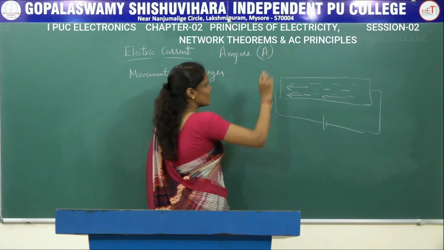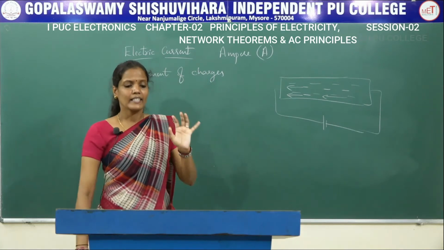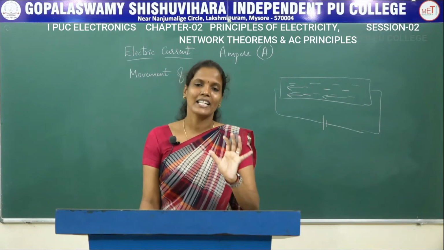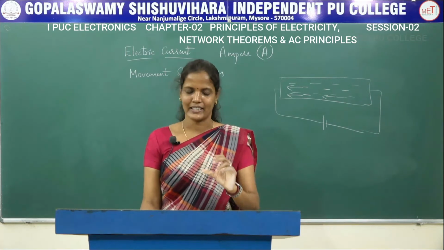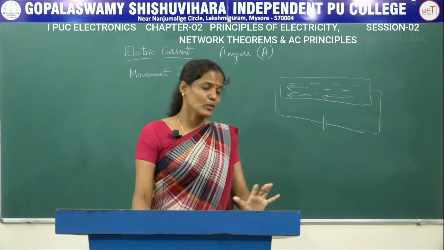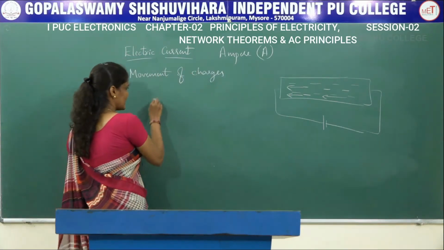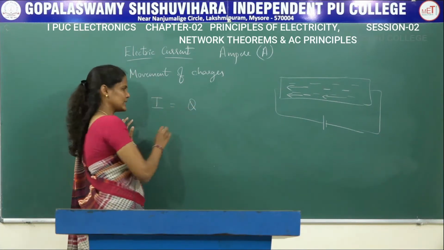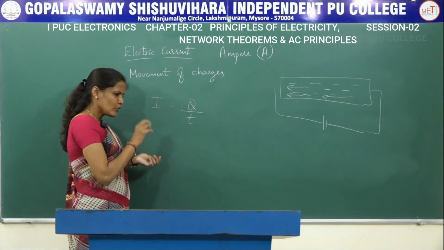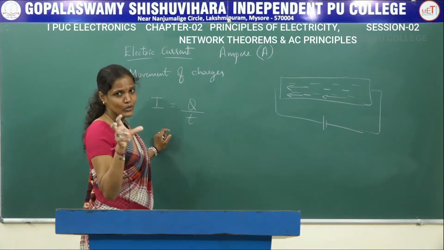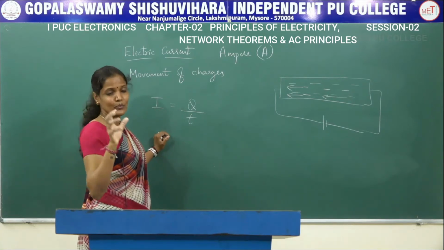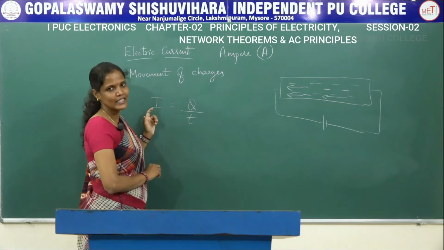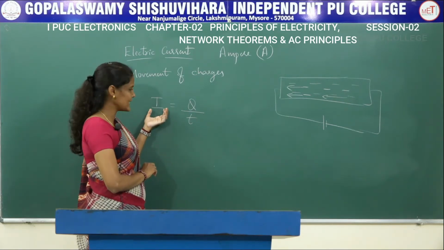It is denoted by the letter A, and the strength of this electric current is defined as the rate of flow of charge in a cross section of a conductor or conducting material. Current will be denoted by the letter I, which is equal to the rate of flow of charge. The rate of flow of charge means, for any fixed time duration, how many charge particles cross a cross section of a conductor. This is the steady state current.